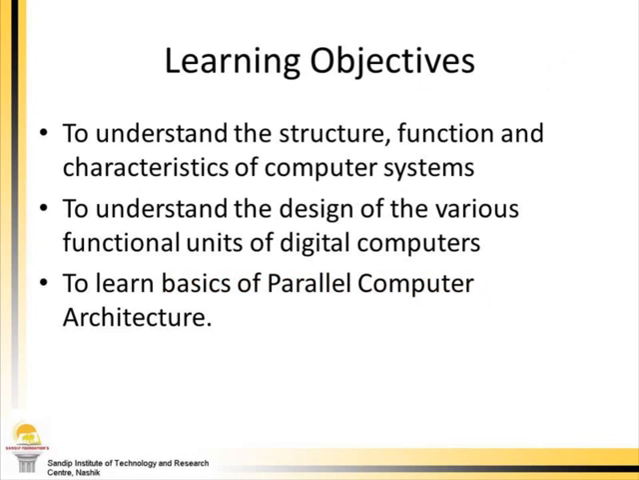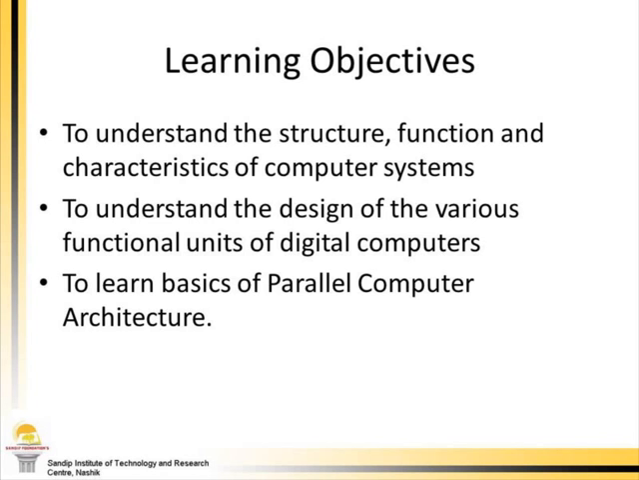Look at the learning objectives behind this subject here: to understand the structure, function, and characteristics of computer systems, to understand the design of various functional units of the digital computers, and to learn the basics of parallel computer architecture. Basically, the syllabus structure of computer organization is divided into 5 and 6. One more, that's for the parallel computer organizations. 6 different parts are there. The first two objectives given here are focusing on the first 5 units of this particular subject. It is totally giving the hardware knowledge of your computer system, basically containing computer organization plus computer architecture both.